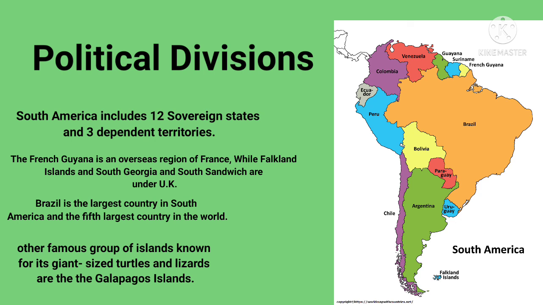Another famous group of islands, known for giant tortoises and lizards, are the Galapagos Islands. So this is all about the political divisions. Regarding the other topics, we'll be discussing them in the next video.